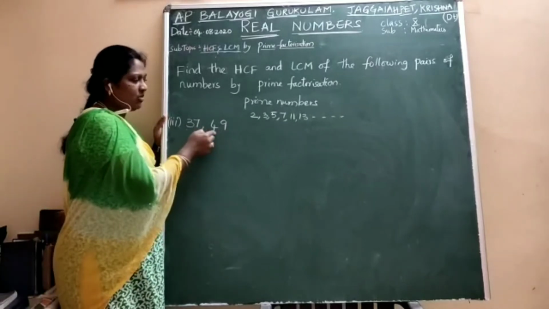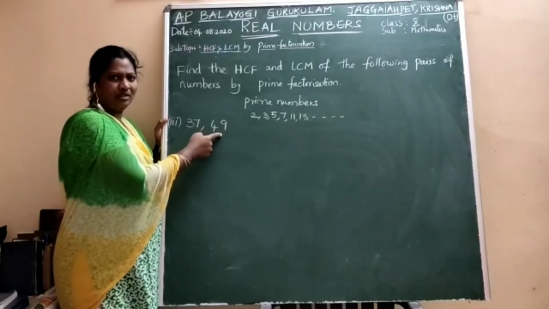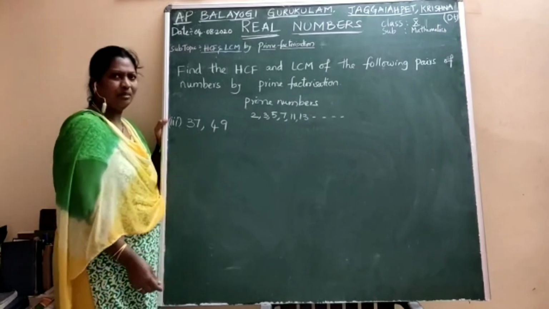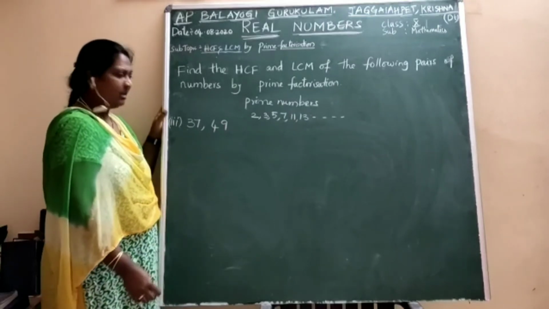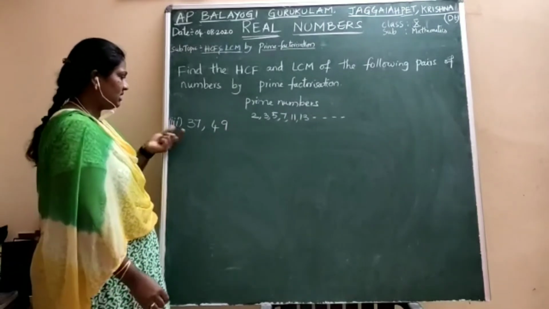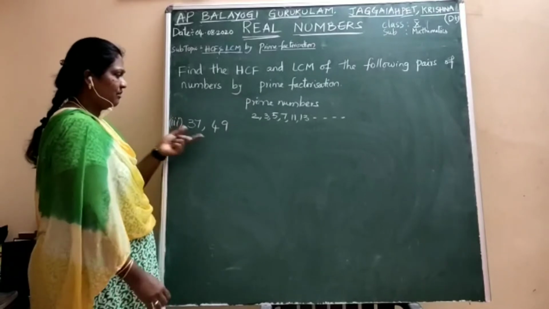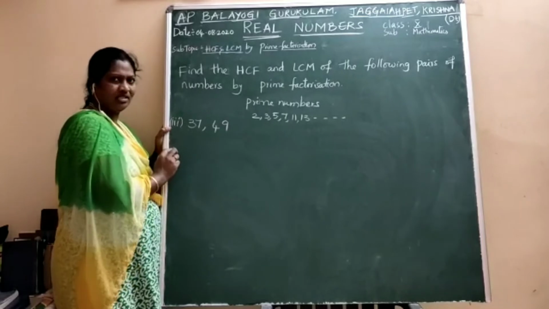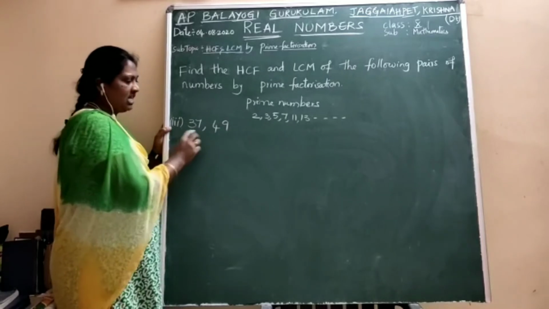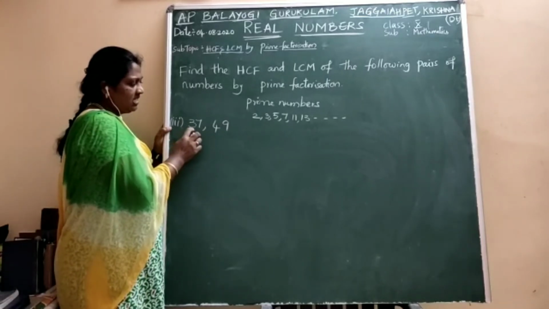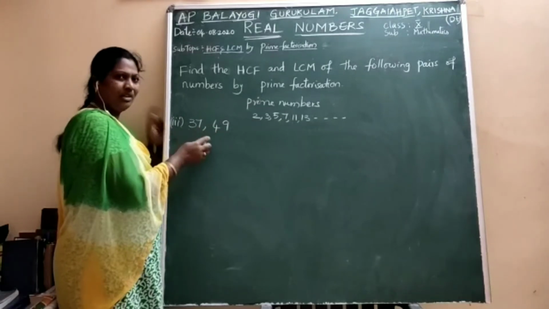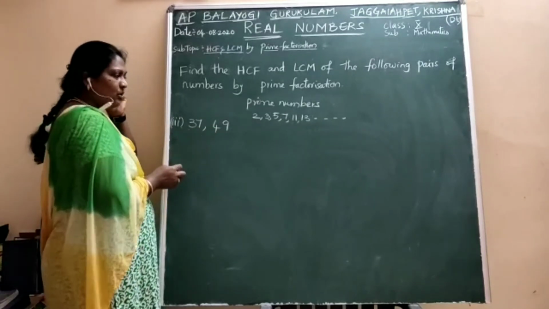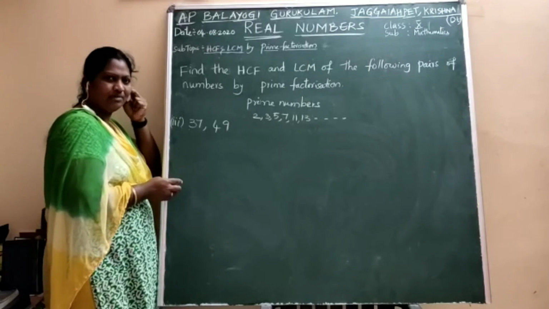Here 49 is not a prime number. Yes, it is a composite number, but no need to think about that. We have to take 37 and 49. Is there any common factor in these two numbers? Tell me, is there any common factor? These two are not having any common factor. So these are called relatively prime numbers.